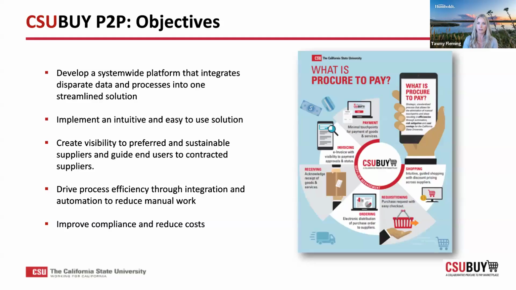The objectives of the P2P system include developing a single platform that integrates fragmented processes, highlighting preferred and sustainable suppliers, and automating tasks to reduce manual effort and improve compliance.